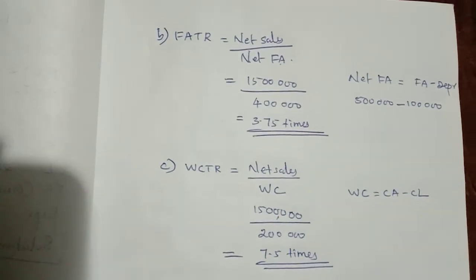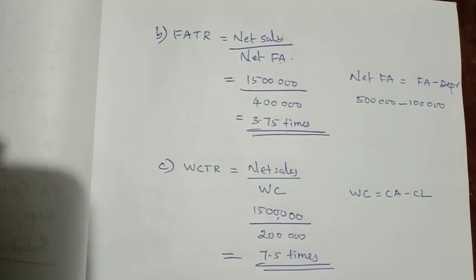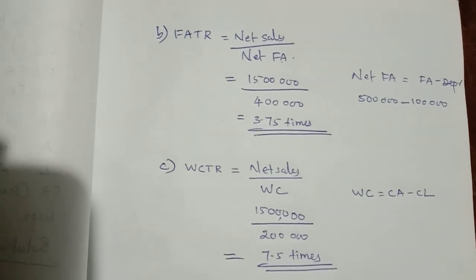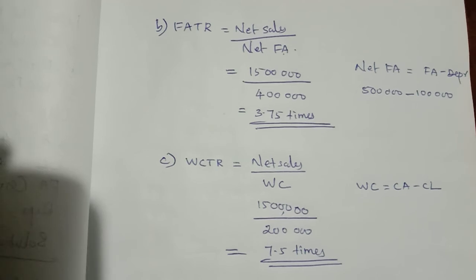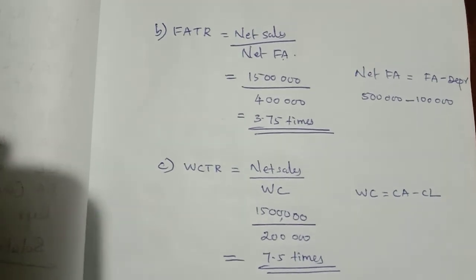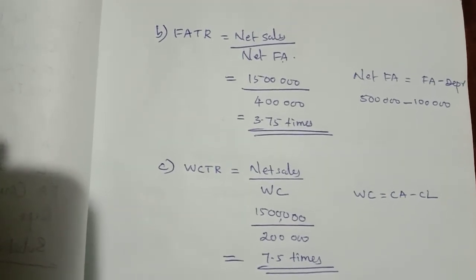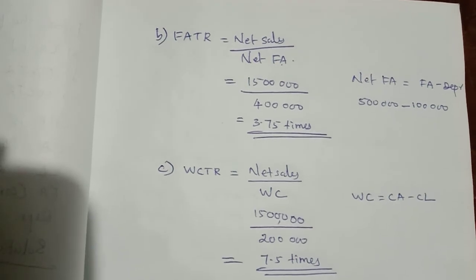In all the turnover ratios other than creditors turnover ratio, we have sales or cost of sales as the numerator. Only the denominator is changing, right?